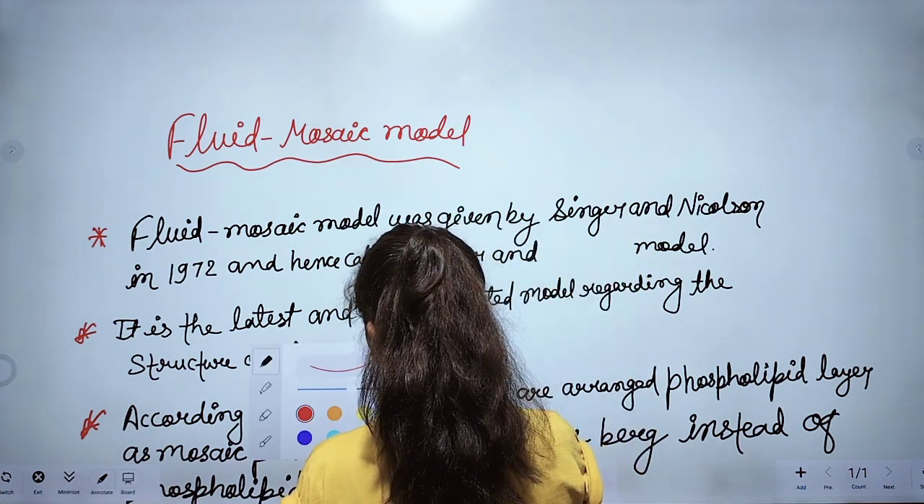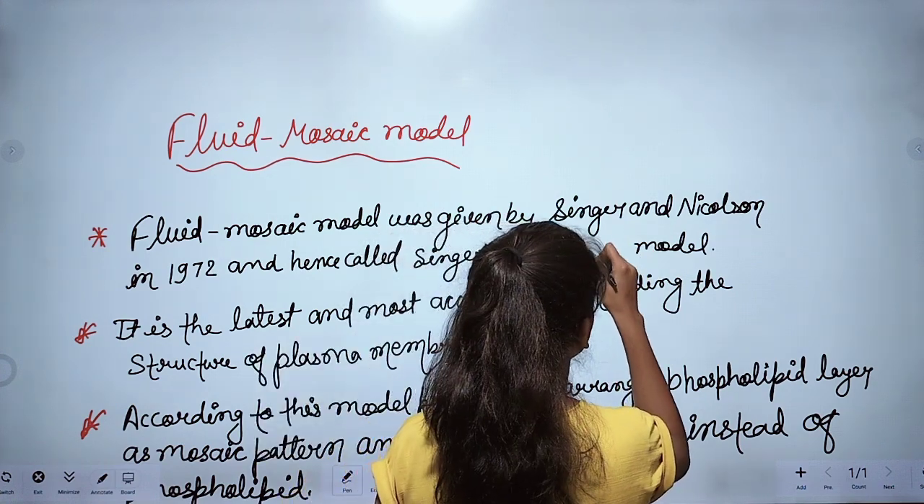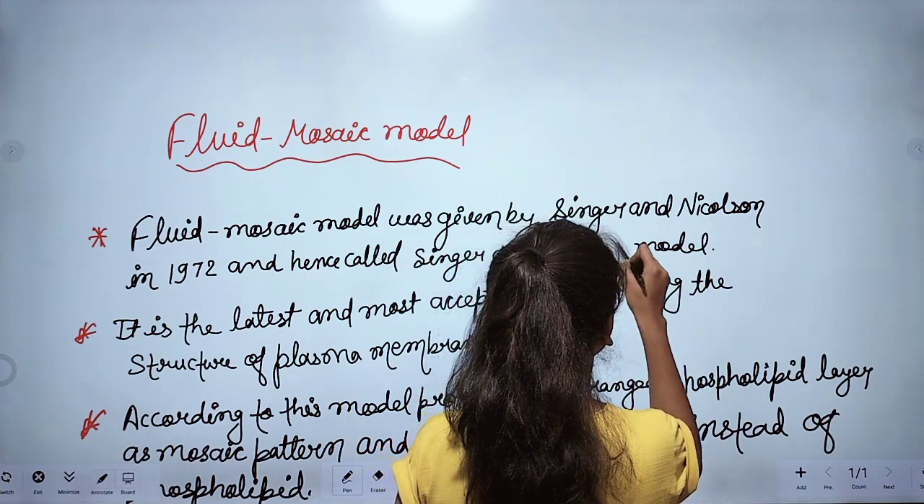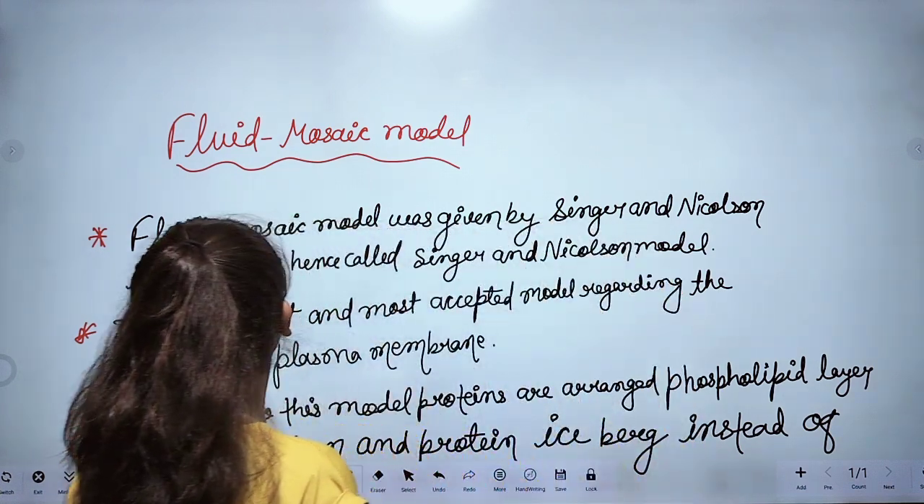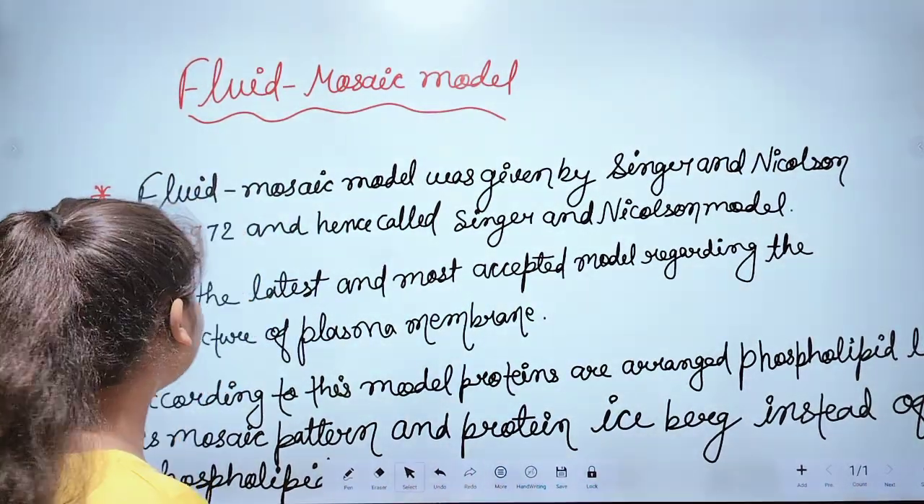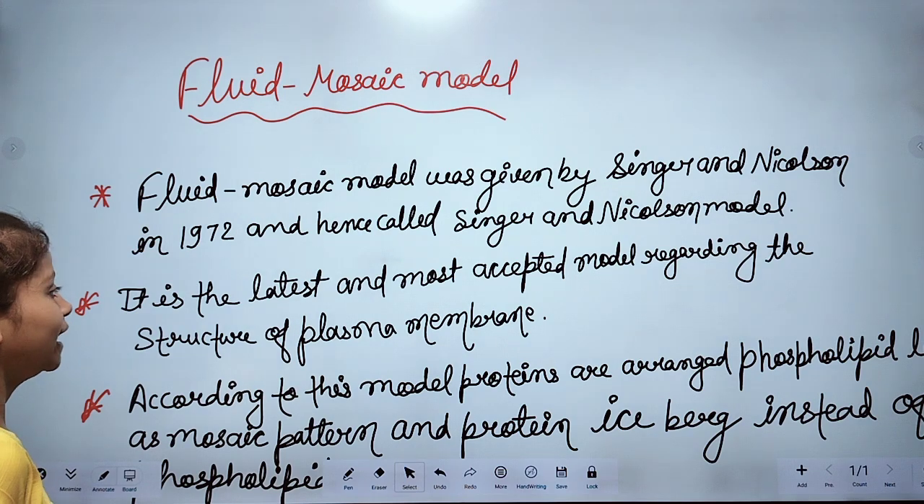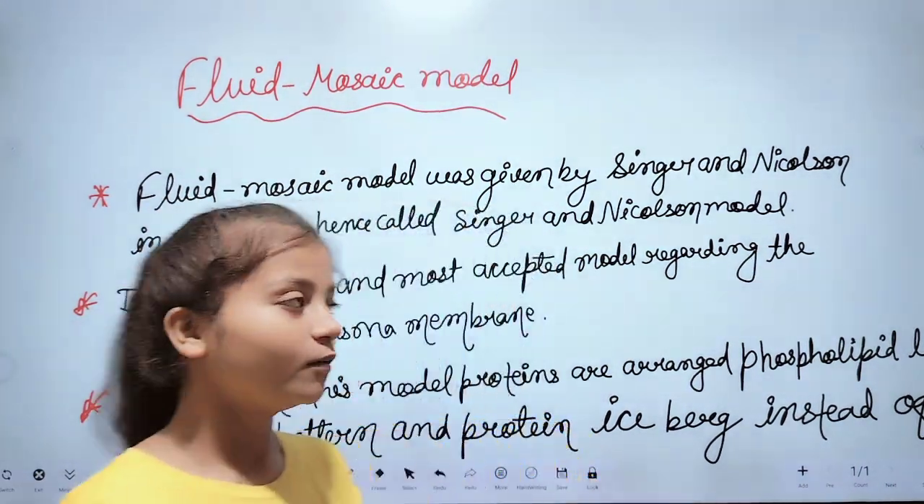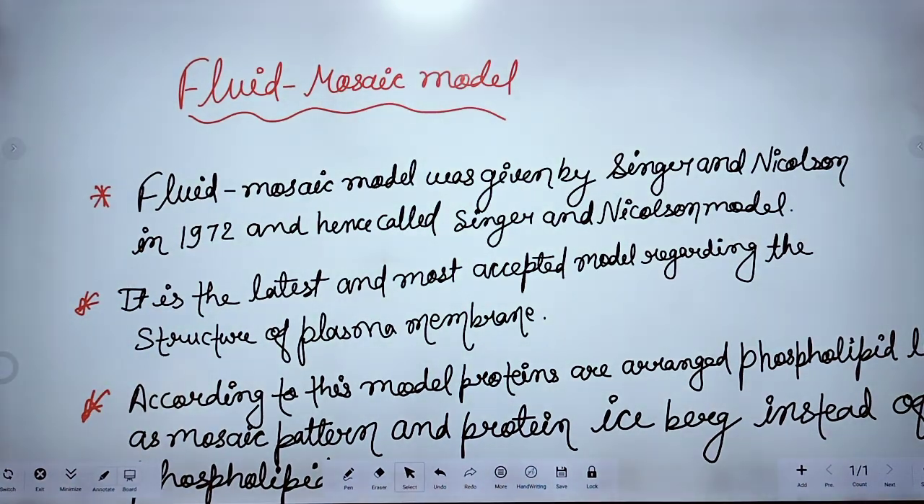Now our next point is that it is the latest and most accepted model regarding the structure of plasma membrane. As we all know, the other three models were totally wrong, but this is the latest and most accepted model regarding the structure of plasma membrane.